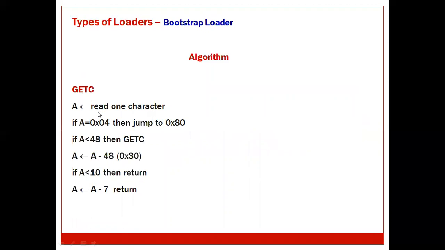And in the subroutine getC, we will read one character into the accumulator. Then if A is 04, that is the end of file, it will jump to the location 0x80. That is the starting address of the operating system, the bootstrap loader here. And if A is less than 40, then again go fetch one more character. Otherwise you have to subtract hexadecimal 30, and then the value will be returned. And if A is greater than 10, then we need to subtract 7, because we need to return the characters A to F here.